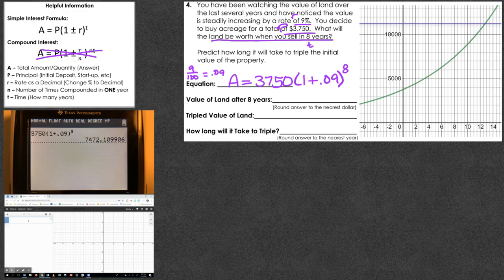So that gives us, rounded to the nearest dollar, $7,472. And then we go to the next problem. It says tripled value of the land. So we need to answer the next question.